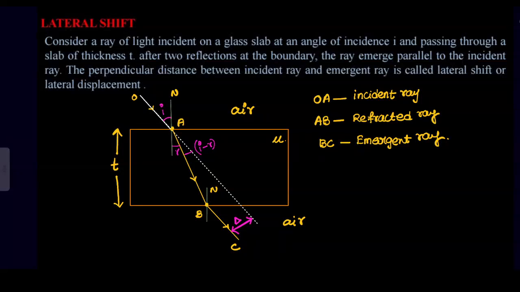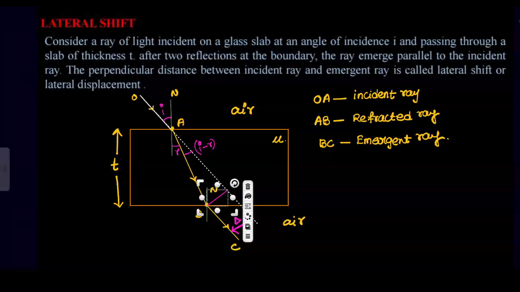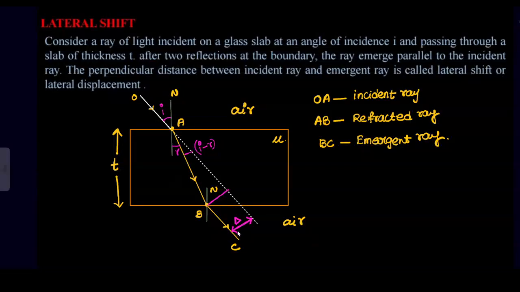Now this distance is a perpendicular distance only, so I'm drawing one line. This one and this one are both the same. So this is the lateral shift, and this we need to find out. If I call this point D, now look at the triangle. Here BD is a perpendicular line, and this angle is 90 degrees.